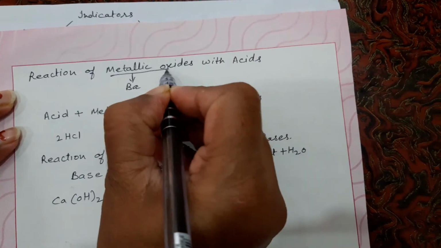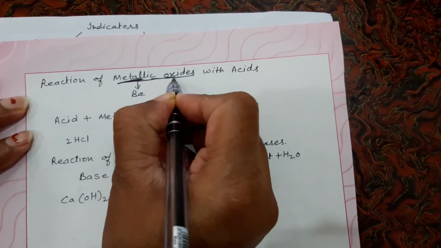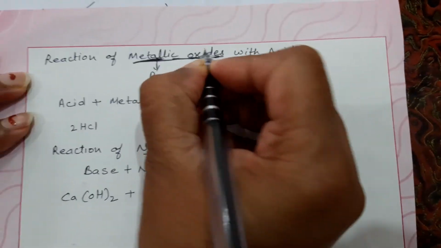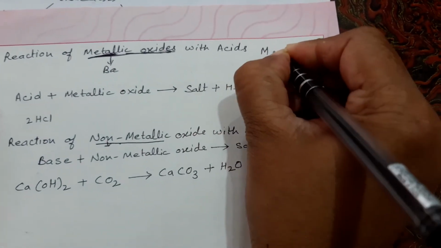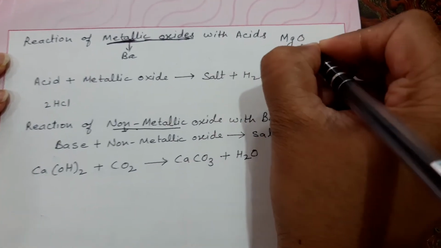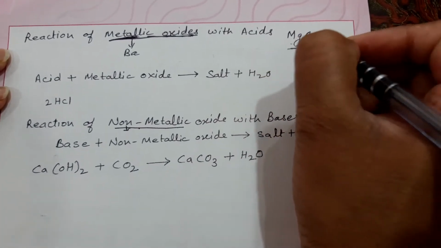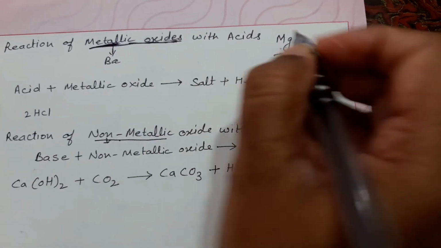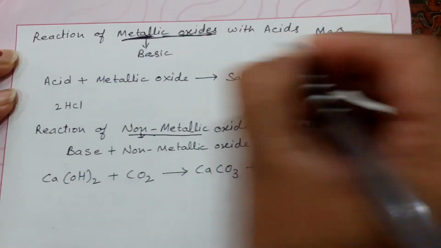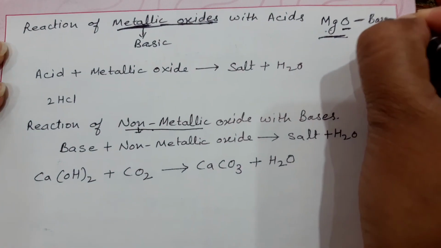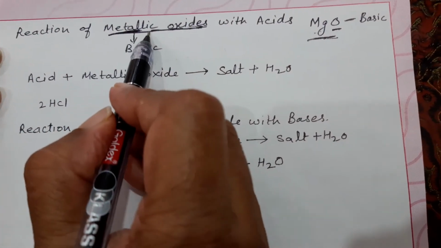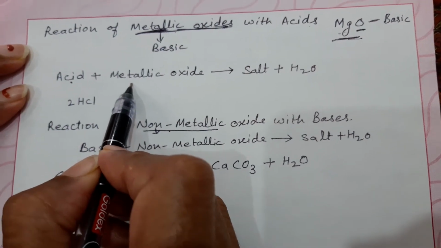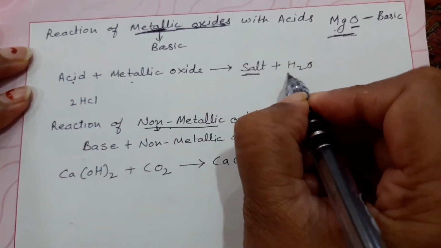Do you know metallic oxides? You have studied in 7th class metallic oxides like MgO. Mg is magnesium and O is oxide, so this is magnesium oxide. This is a metallic oxide, which is basic in nature. Reaction of metallic oxide with acids: what happens? When acid reacts with metallic oxide, they form salt and water.